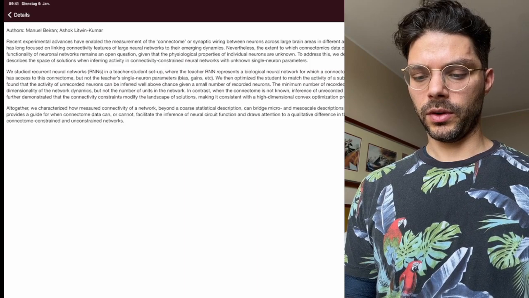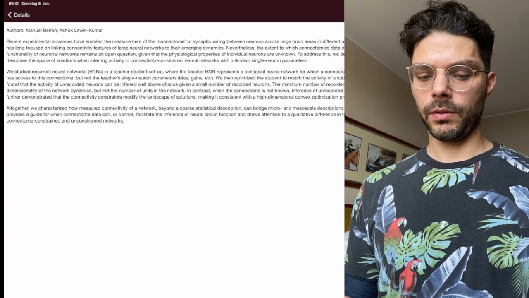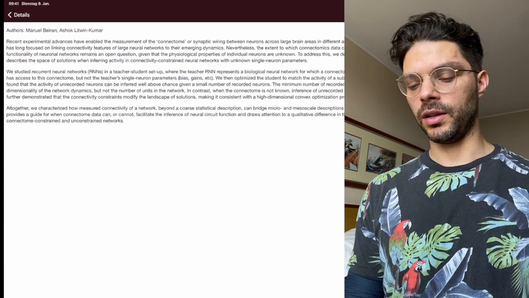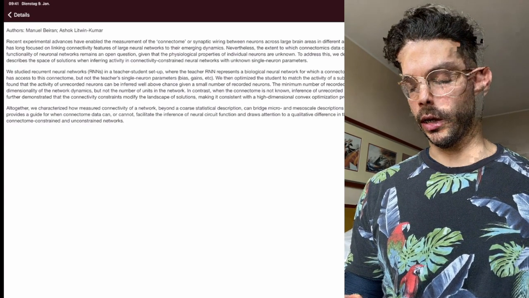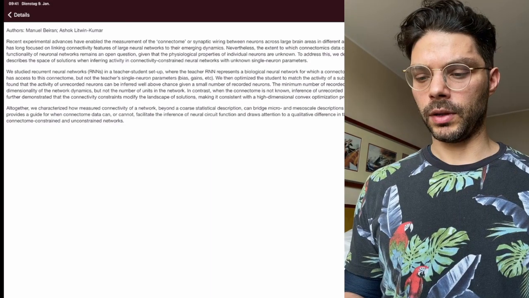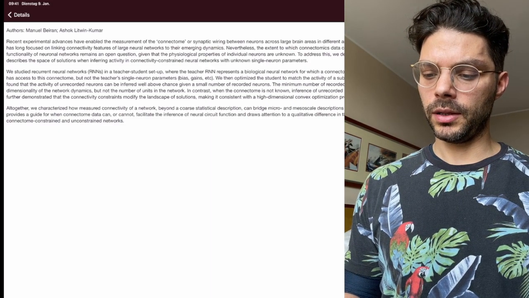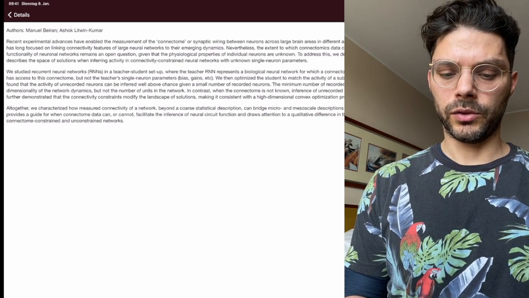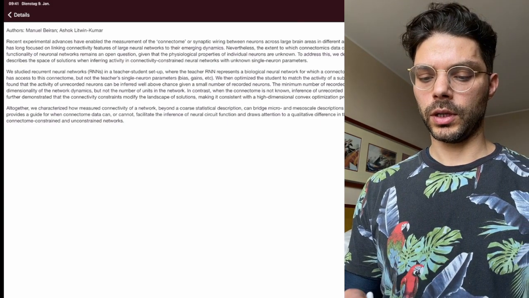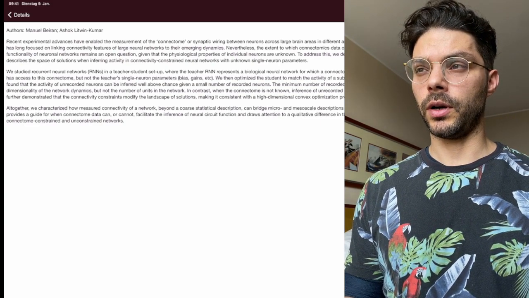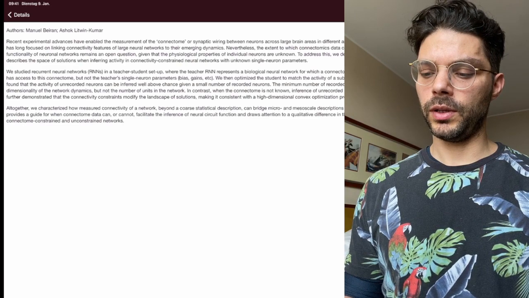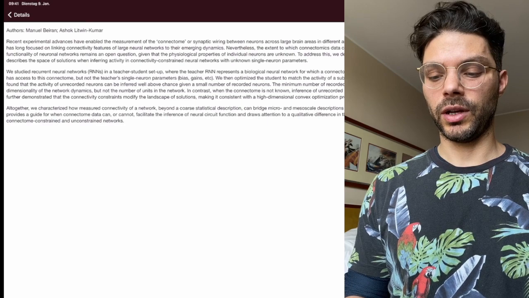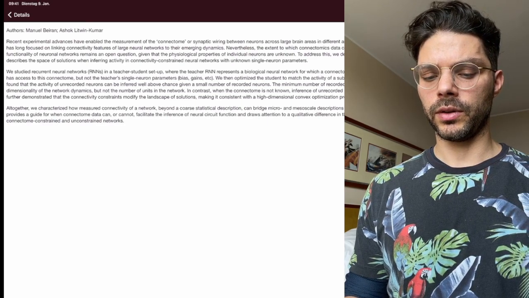The measurement of the connectome or synaptic wiring between neurons across large brain areas. Theoretical work has long focused on linking connectivity features of large neural networks to their emerging dynamics. So we saw this already earlier when we were looking at those motifs, how they influence dynamics. Nevertheless, the extent to which connectomics data can provide insight into the functionality of neural networks remains an open question, given that the physiological properties of individual neurons are unknown. To address this, we developed a theory that describes a space of solutions when inferring activity in connectivity-constrained neural networks with unknown single neuron parameters.